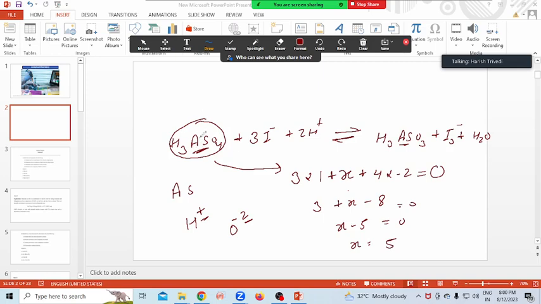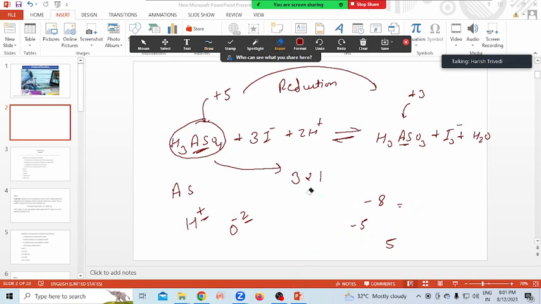So the oxidation state of arsenic is plus 5 here. Similarly you can calculate the other one; it is your homework. So it is plus 5 and it is plus 3. When the oxidation state decreases, meaning it is converting to less positive, from plus 5 to plus 3, it is known as reduction. This reaction is known as a reduction reaction. So I think this first point is clear.